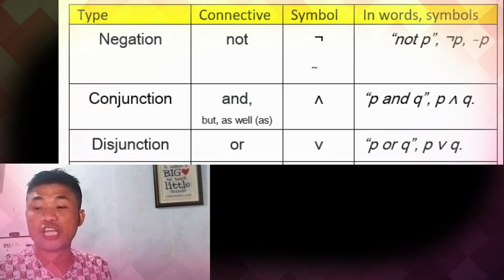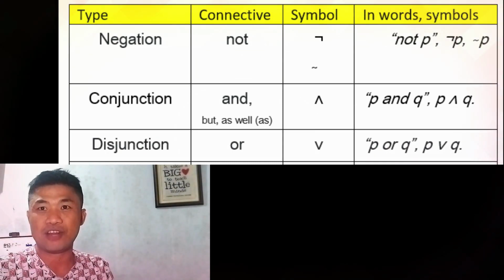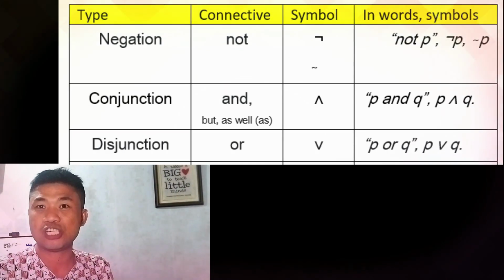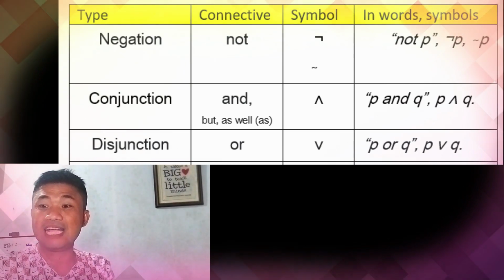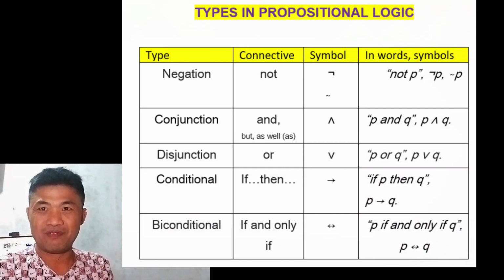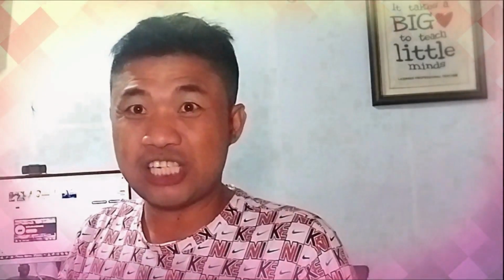So for the conditional proposition, we'll be dealing with the if-then connective. Okay? If, then. So we have now the conditional. And the other one is the biconditional: if and only if. So we will make it clear for you to understand easily what will be the truth table or truth value of the compound proposition dealing with the different types of propositional logic.